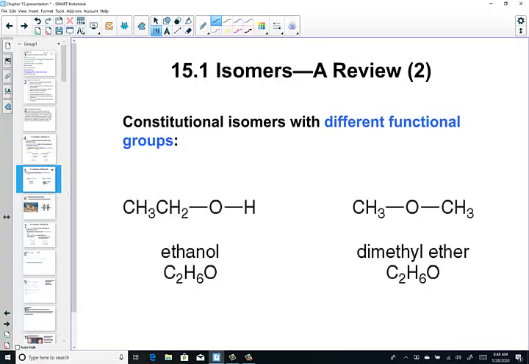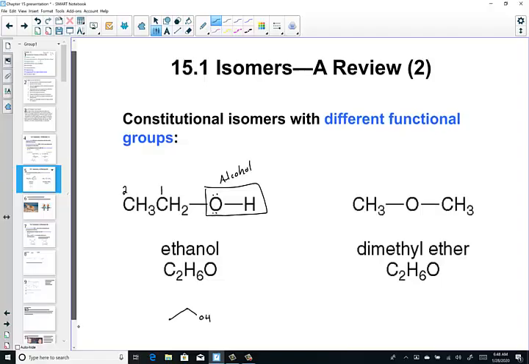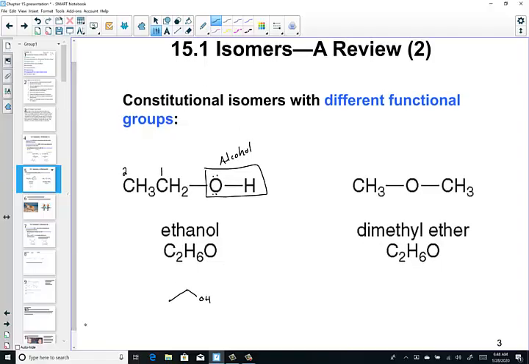Constitutional isomers with different functional groups can be modeled with these 2 examples. Ethanol is a 2-carbon chain, and its functional group contains the hydroxyl group. We're learning that the OH in the presence of a molecule creates a functional group known as an alcohol. Remember that those oxygens have lone pairs. We can draw those in as well. So carbon 1, carbon 2, leading out to an alcohol, the skeletal structure of ethanol.